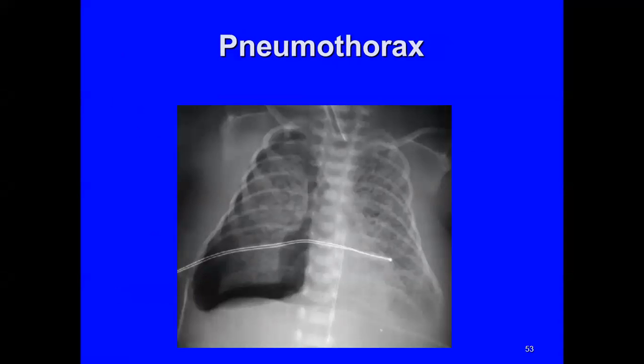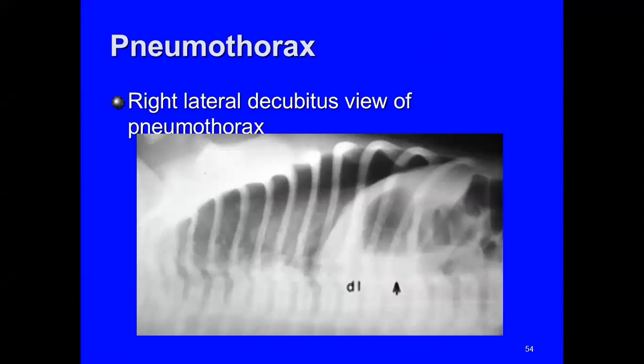This is pneumothorax, the accumulation of air within the thoracic cavity. They are placed in the right lateral decubitus position, and they can also show in the view of the X-rays.